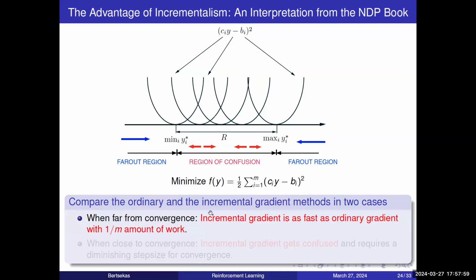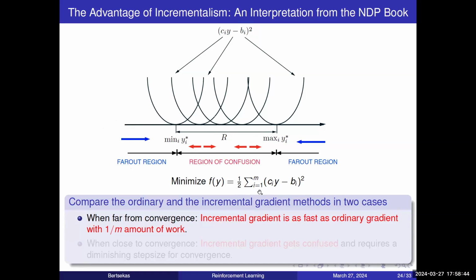And compare the ordinary and the incremental gradient method in those two different cases. Start with the place where y is far away from this middle portion, which is referred to as region of confusion. And the part that is far away from this region would be referred to as far out region. One can show for this example, the true optimal lies somewhere in the middle, defined by this interval that is bounded by the optimal for individual components.